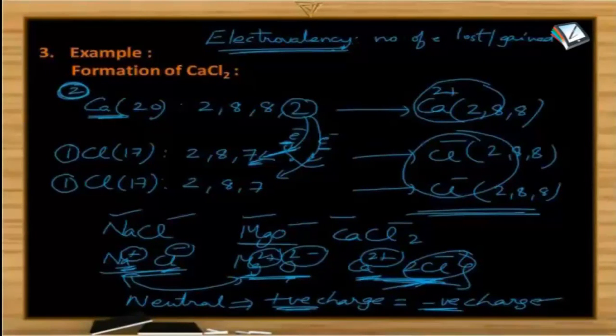If we consider magnesium oxide, magnesium is losing 2 electrons, so its electrovalency is 2. Oxygen is accepting 2 electrons, so its electrovalency is again 2. So that is the meaning of electrovalency.